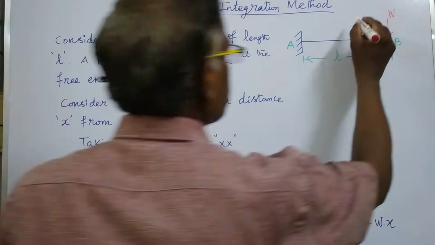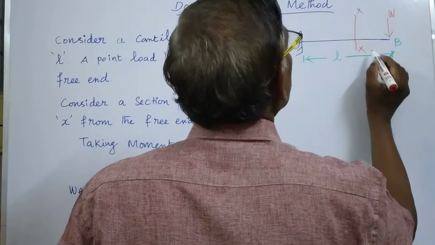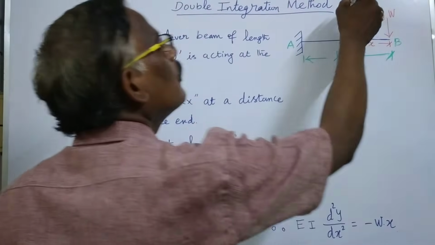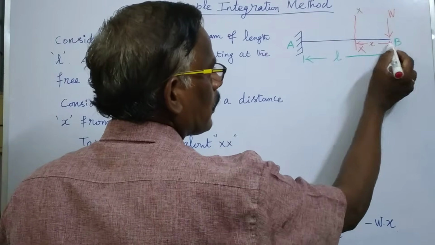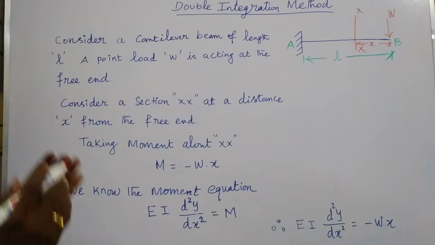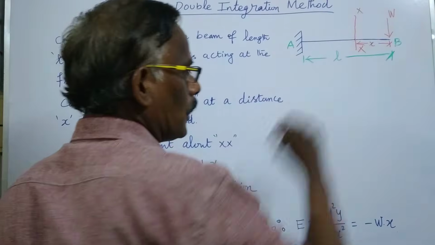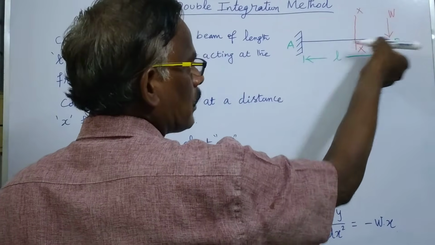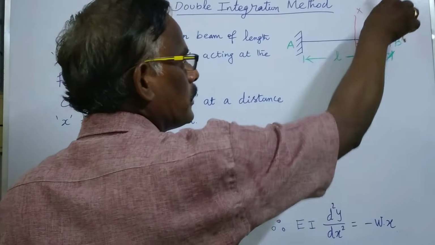Now, consider a section XX, any section we can consider. It is at a distance of x from the free end. Now, taking moment about this section XX, what is the moment? Force into perpendicular distance. The force W is acting downward, and the perpendicular distance is x. So, W into x is the moment.